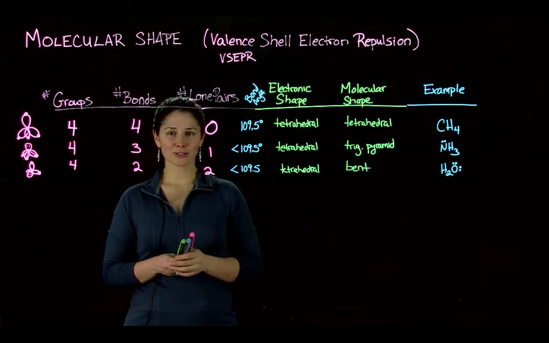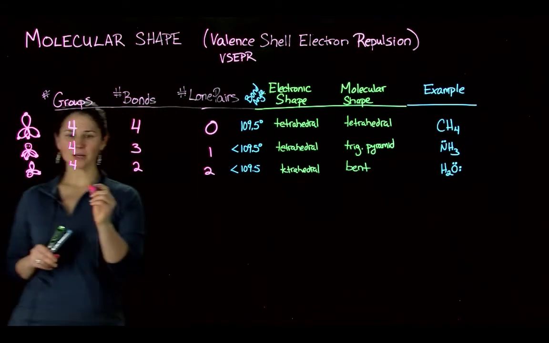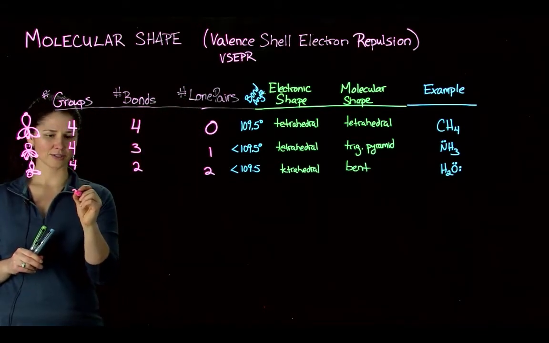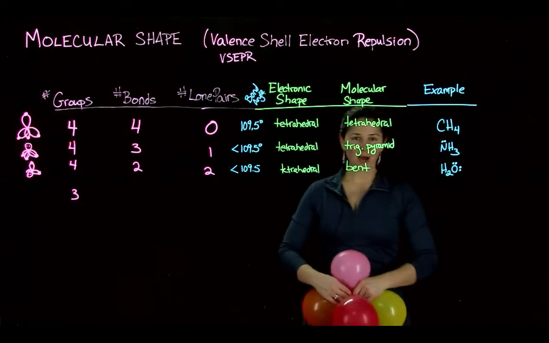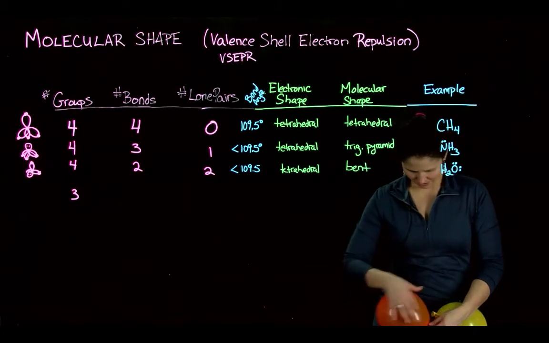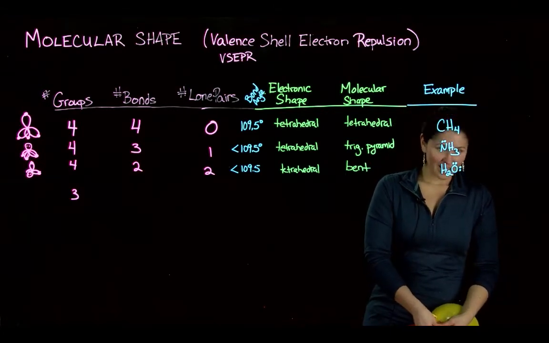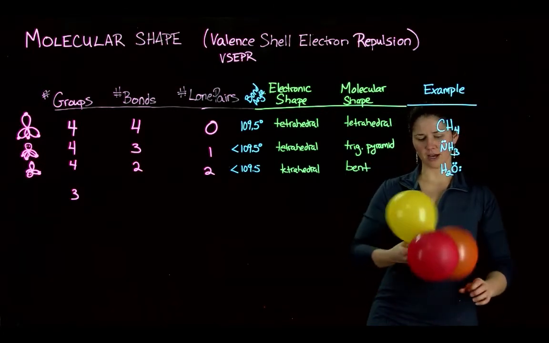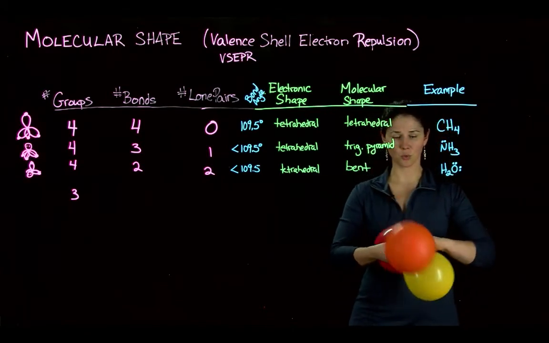Now let's move on to a different category. Let's talk about when you have 3 different groups. So I'm going to modify my model here, and I'm going to get rid of my pink balloon, which is deflating. And let's look at a shape that would occur if 3 things were attached to one central atom.